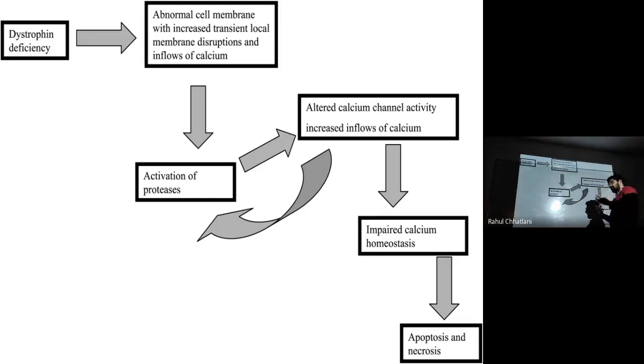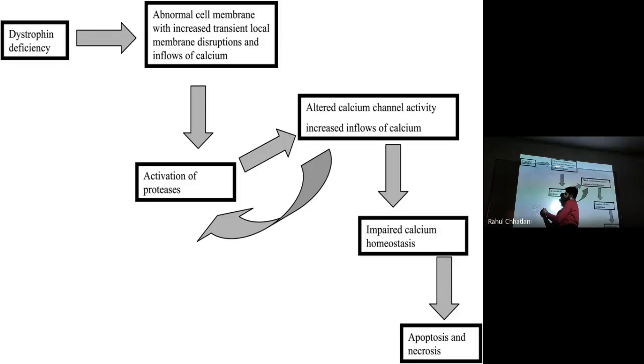So we talked about dystrophy. What is the function of dystrophin? Dystrophin is what lets the whole body or the whole muscle function normally. So here is the process. Dystrophin deficiency leads to abnormal cell membrane with increased transient local membrane disruption and inflow of calcium, which leads to activation of protease enzymes. Altered calcium channel activity increases the inflow of calcium, causing impaired calcium homeostasis, apoptosis and necrosis. The main job of dystrophin is calcium metabolism, so whenever needed, calcium is allowed to flow into the cell.